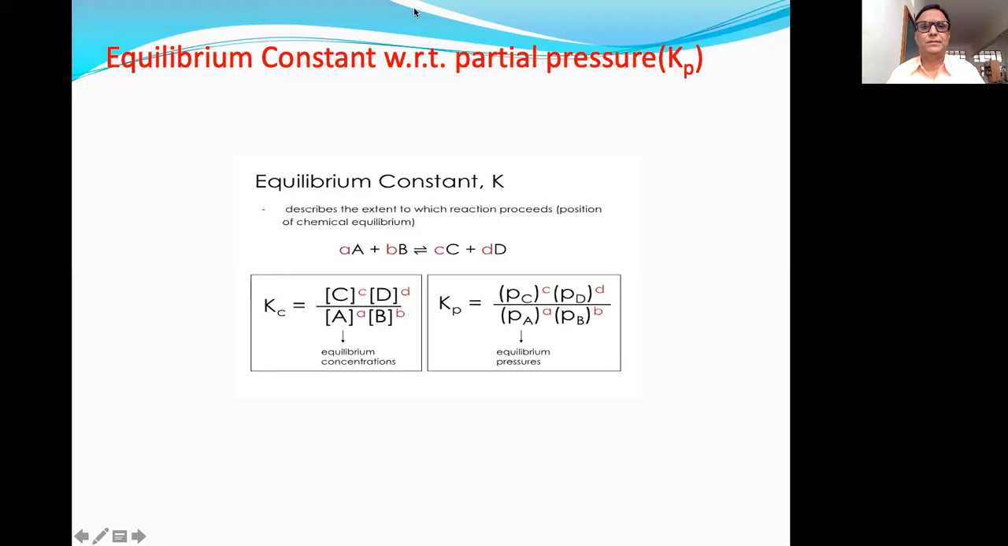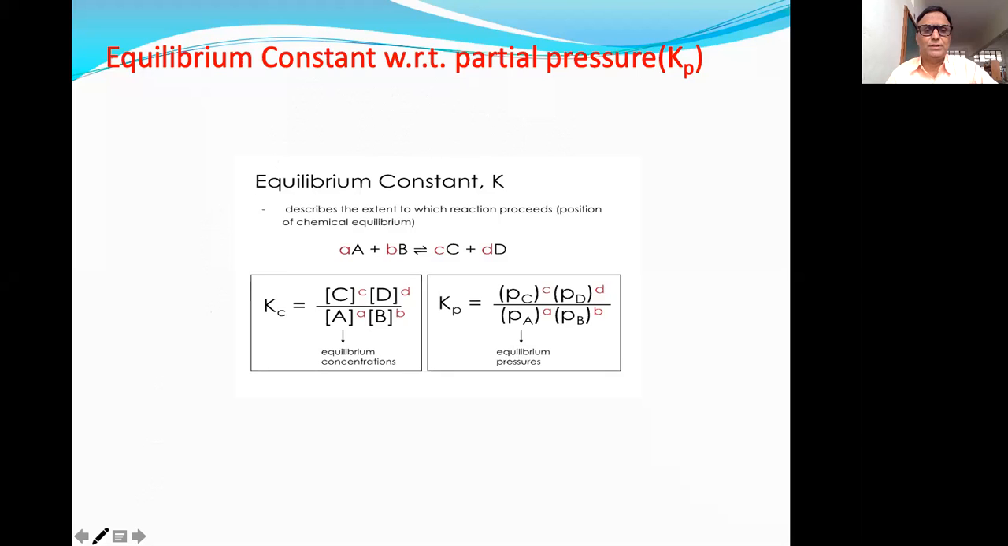Hello students, last time we started the chapter chemical equilibrium. Today we will continue that chapter. Today we will discuss the equilibrium constant with respect to partial pressure, that is Kp.